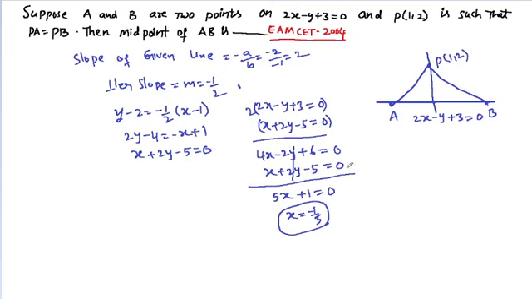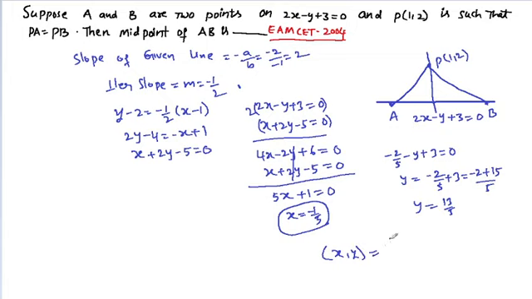And substituting x is equal to minus 1 by 5 in the first equation, that is minus 2 by 5 minus y plus 3 is equal to 0. So y is equal to minus 2 by 5 plus 3, that is equal to minus 2 plus 15 by 5. So y is equal to 13 by 5. Therefore the point (x, y) is equal to (minus 1 by 5, 13 by 5).